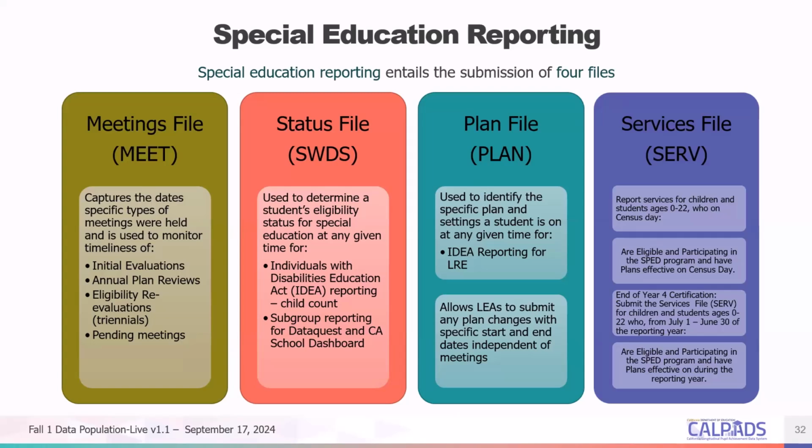Finally, we have the services, or the SERV file type, and this is intended to report services for children and students ages 0 to 22 who are eligible and participating in the special education program and have active plans or will have active plans during the reporting year.